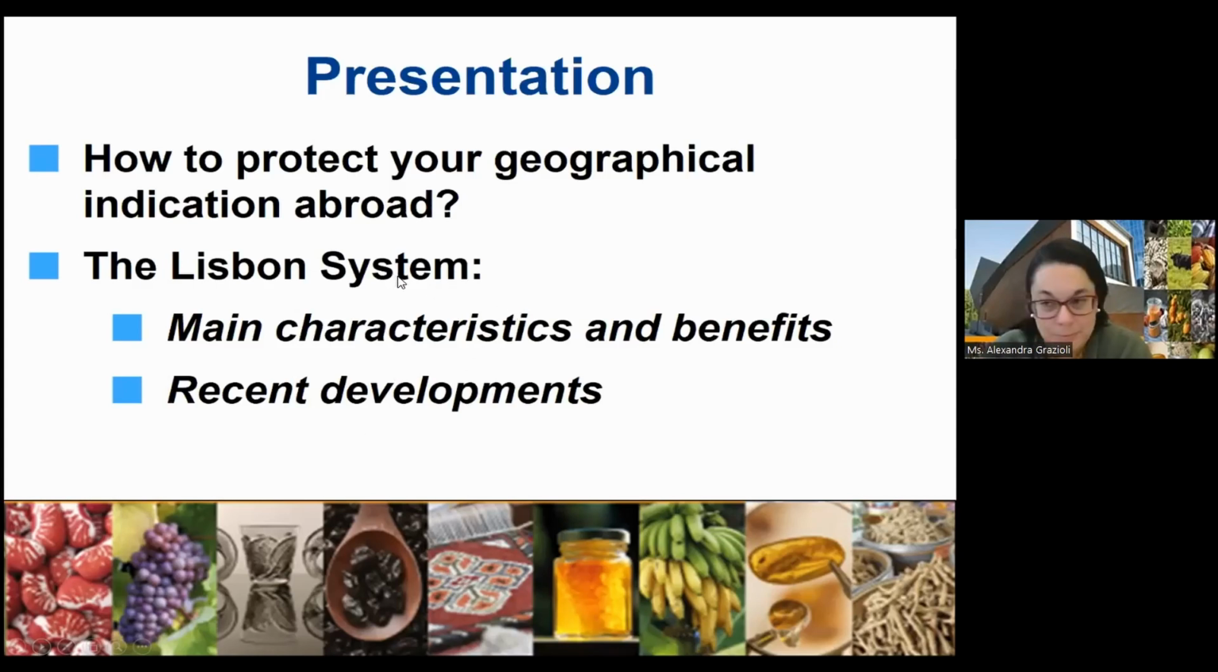So I will just briefly go through the different ways you can obtain protection internationally and then focus on the Lisbon system and the new Geneva Act.